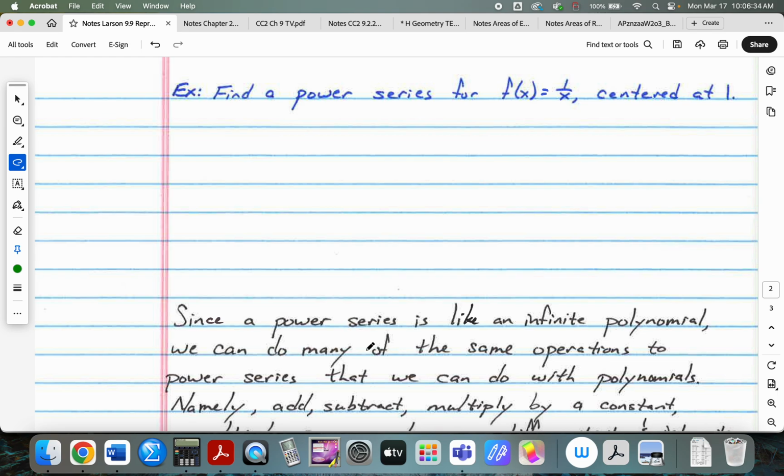If my memory serves, this one is a little bit uglier. Find a power series for f of x equals 1 over x centered at 1. Okay, so f of x is equal to 1 over x. So we want this to be centered at 1, so we don't want it to be x, we want it to be x minus 1. And we've subtracted 1, so we need to add 1 as well.